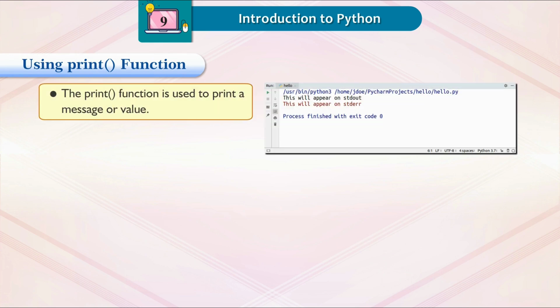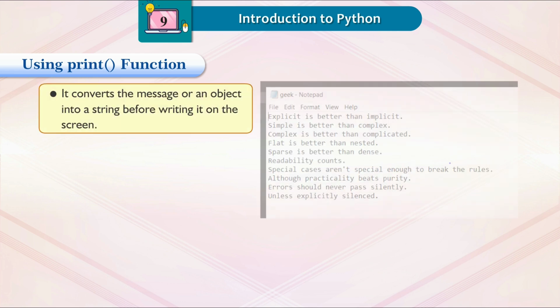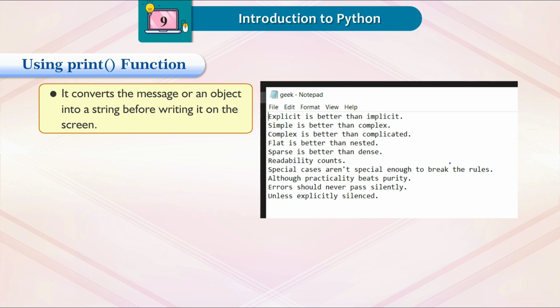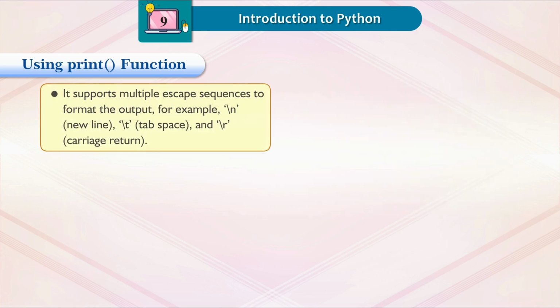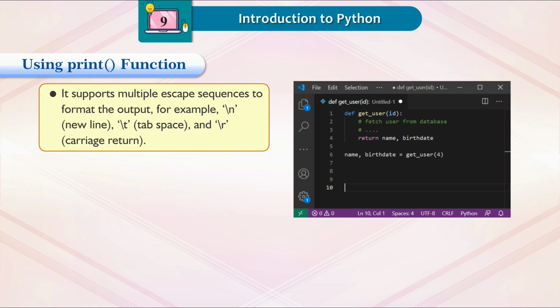Using print function. The print() function is used to print a message or value. It converts the message or an object into a string before writing it on the screen. It can have multiple parameters. It supports multiple escape sequences to format the output. For example, \n, new line, \t, tab space, and \r, carriage return.